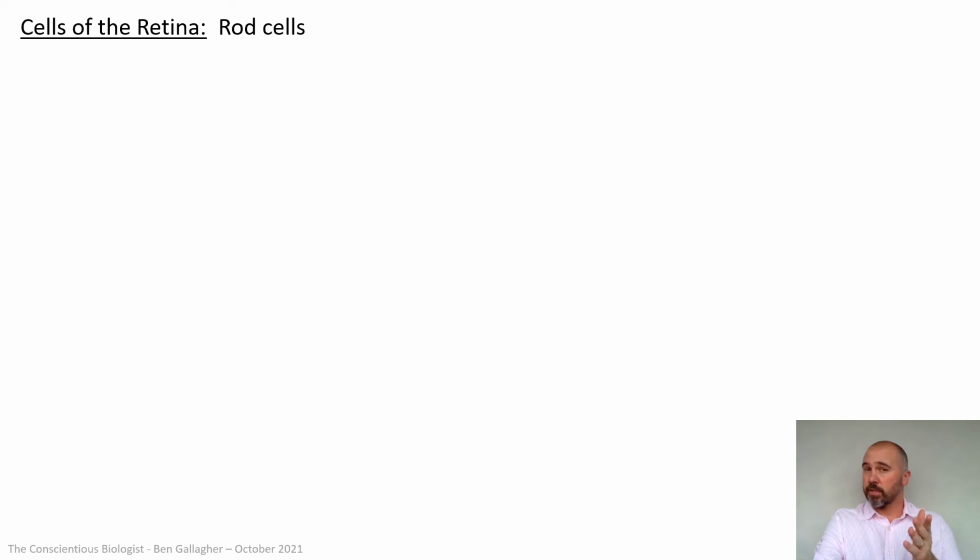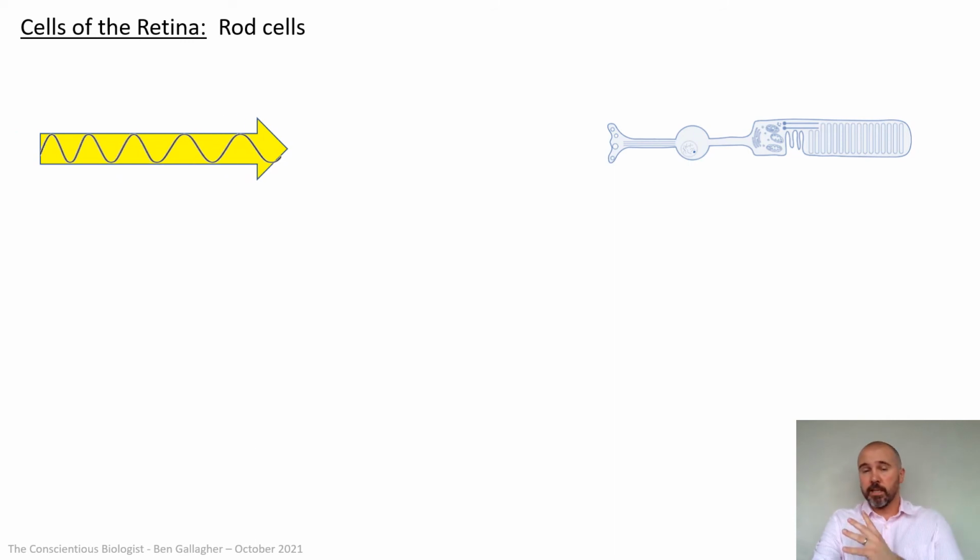So rod cells are in the same location, still at the back of the retina, but they're shaped like this, much more rod shaped. Light's going to hit them, but this time they don't detect the wavelength of light. They detect the intensity of the light. So how many waves are hitting them, how much light is hitting. And instead of iodopsin, they contain something called rhodopsin. But the principle is exactly the same. The rhodopsin gets broken down when it hits light.